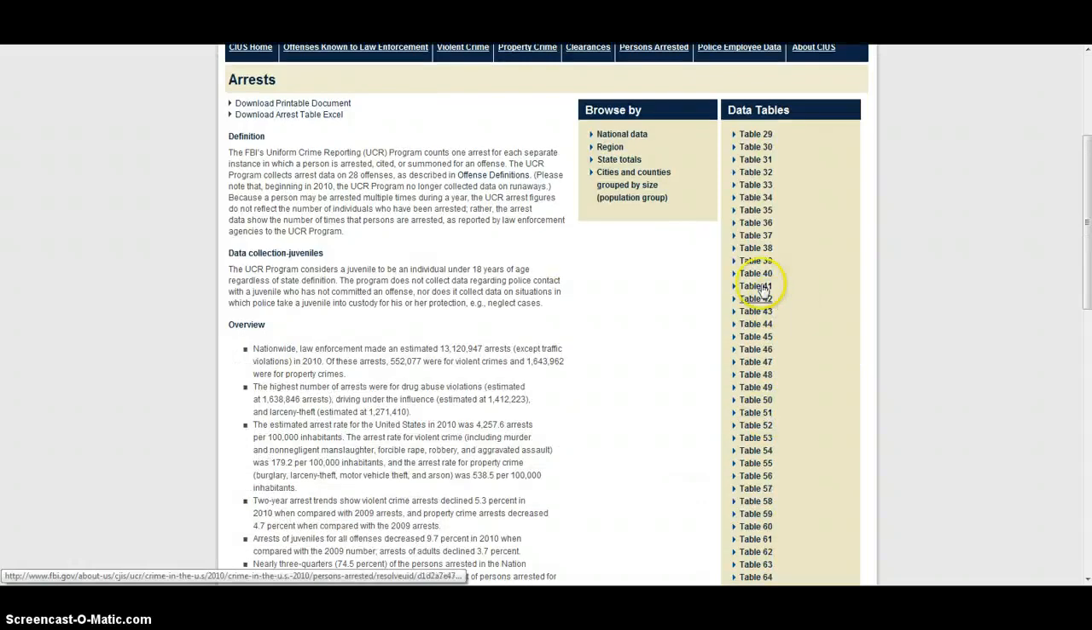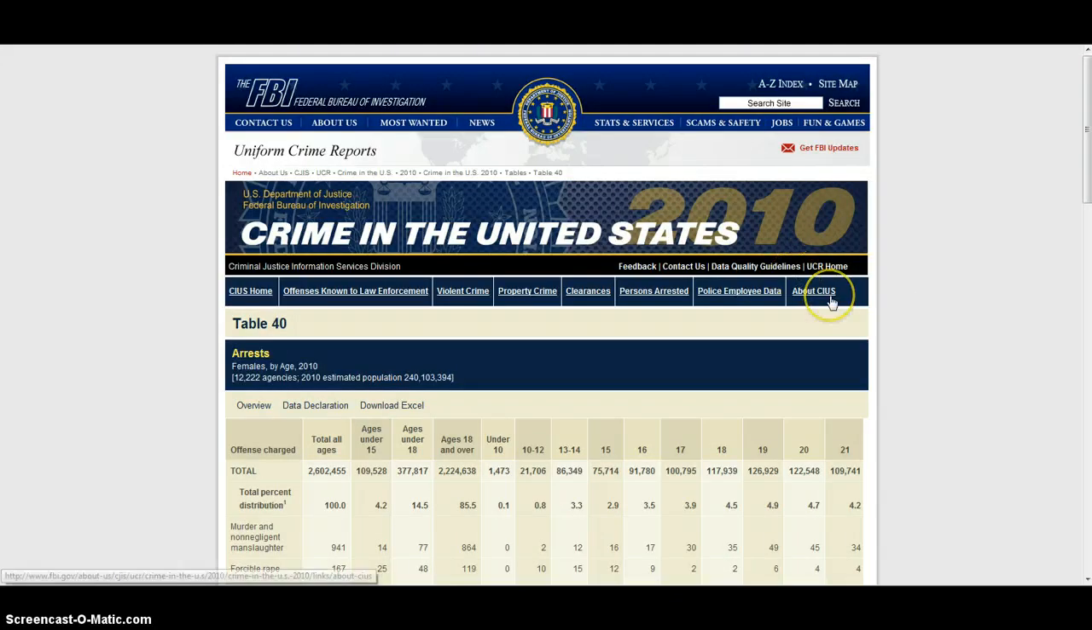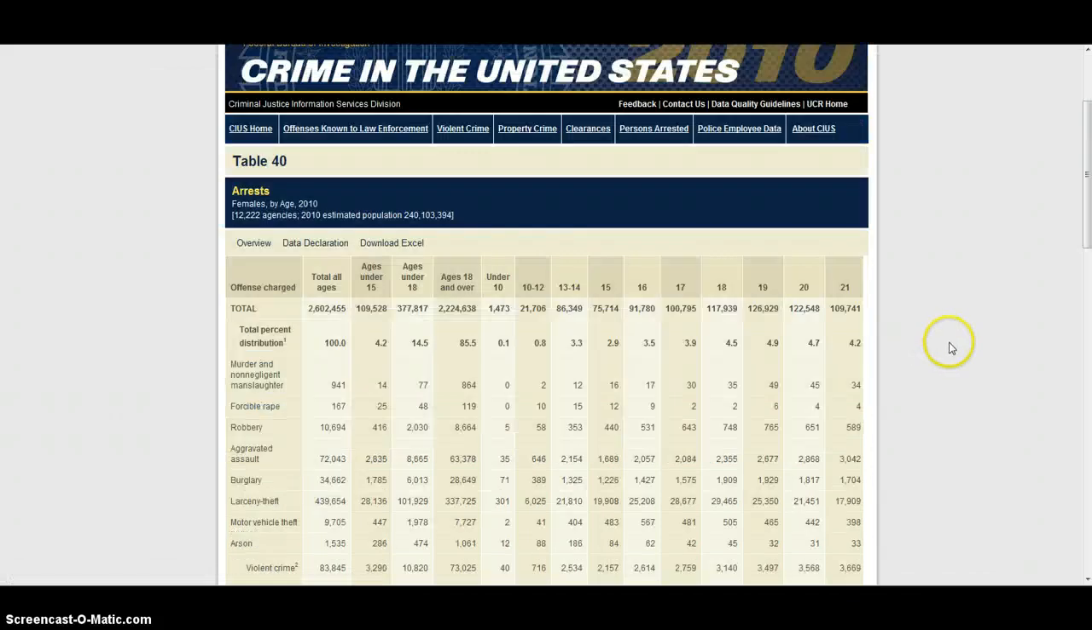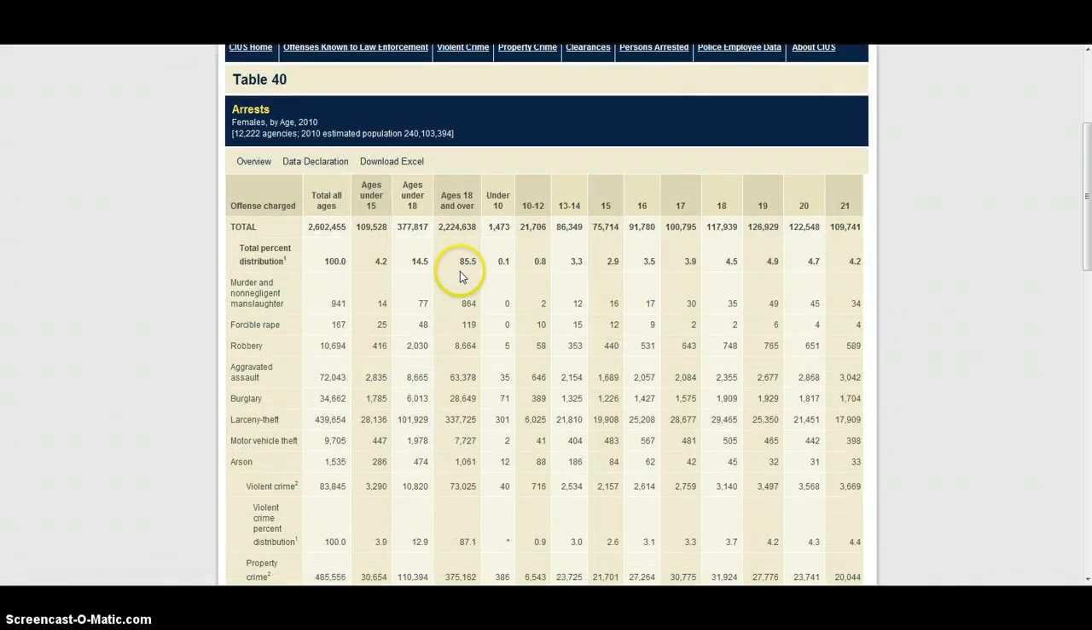And you'll find this for females as well. I believe table 40 would show us that for females. Yes, and so here you can see the total number of females that were arrested. Again, this is the number under the age of 18 right here. And so 77 juvenile females were arrested for murder in the year 2010.